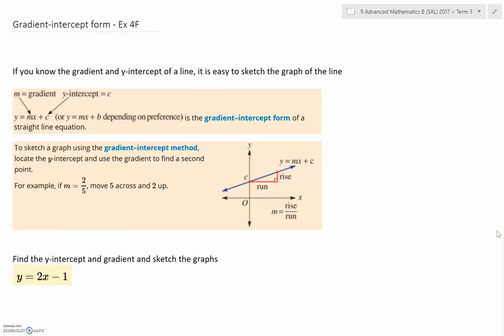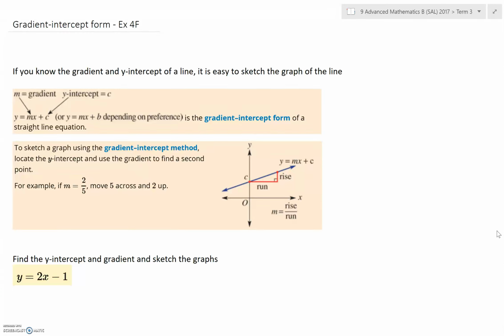This is called the gradient-intercept form of a line, and it allows us to draw the line. So how do we do that? Well, we need to find the y-intercept to do it, and we need to find the gradient to do it, and that will allow us to find our second point. So we first sketch the y-intercept, plot that, and then we use our gradient to do it.